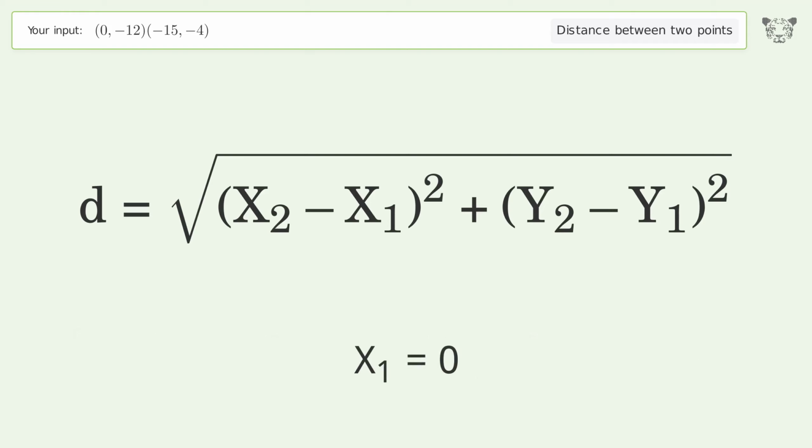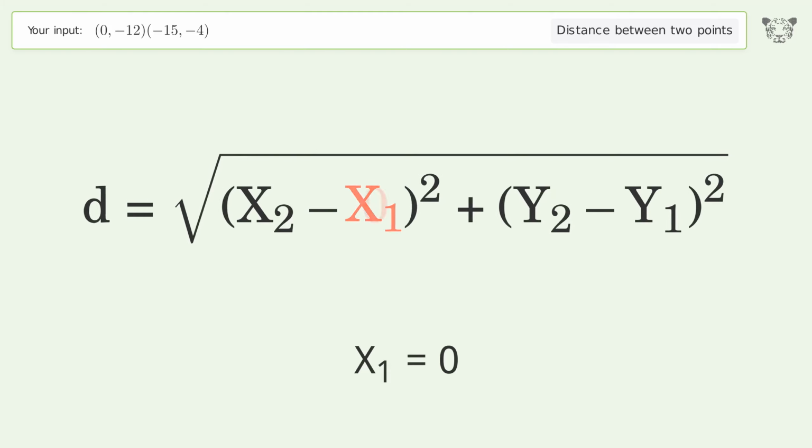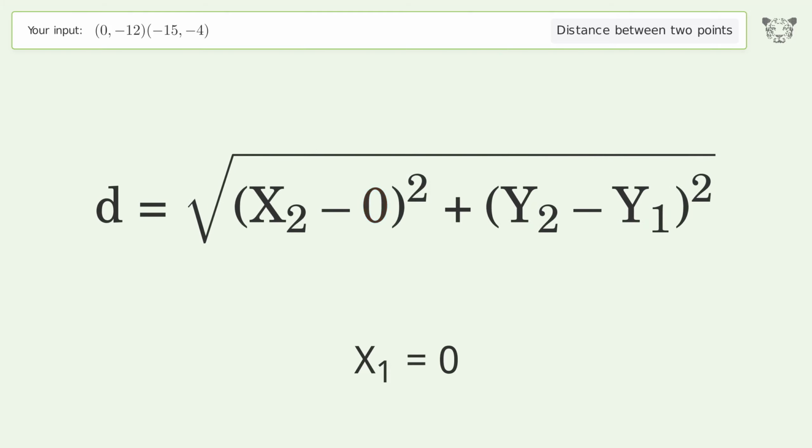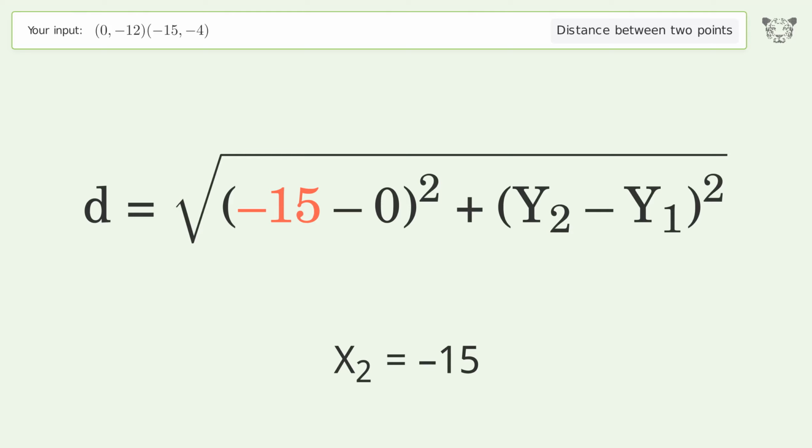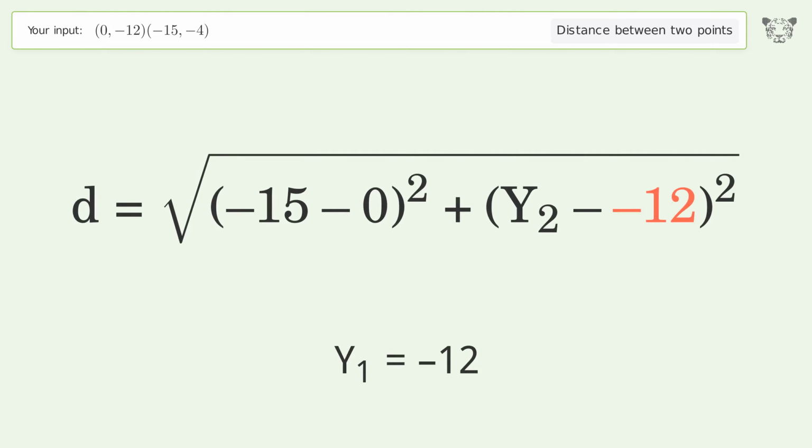x1 equals 0. x2 equals -15. y1 equals -12. y2 equals -4.